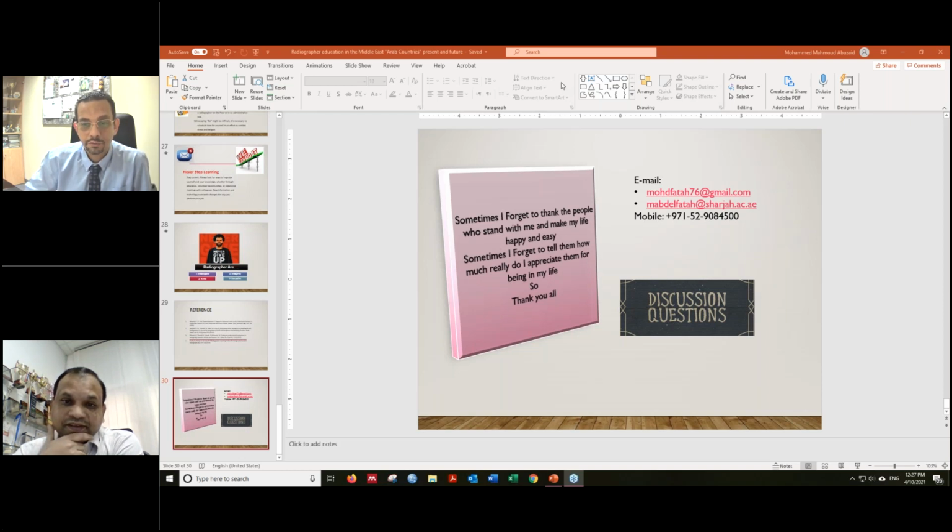The future of radiographers in our region. How do you see the future of radiographers? I think if we talk about Western countries, the UK or the US, the future is very clear for them. The radiographers are moving towards advanced practitioner roles.